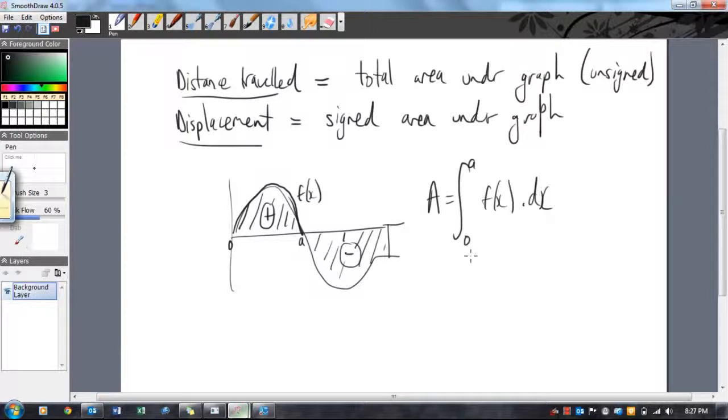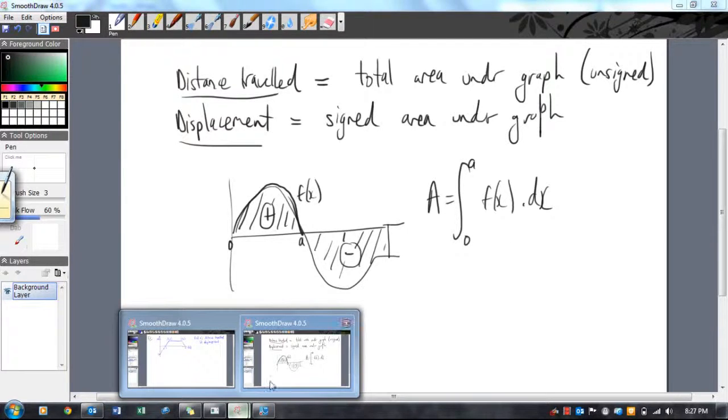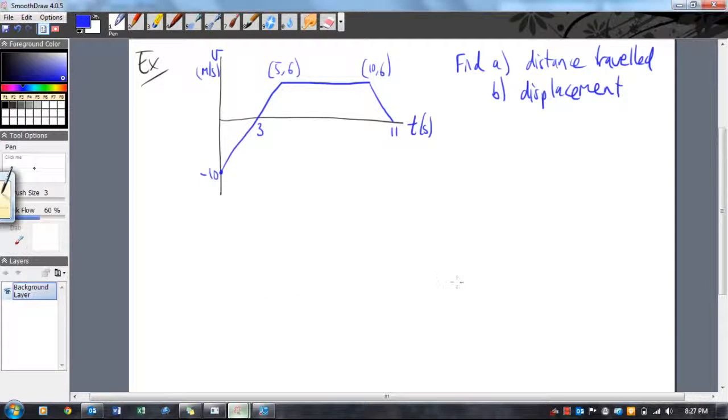We need to use integrals sometimes to find those areas. Okay, let's do an example. Let's have a look at this one. So here is a velocity function. Let's have a look at what's happening here.